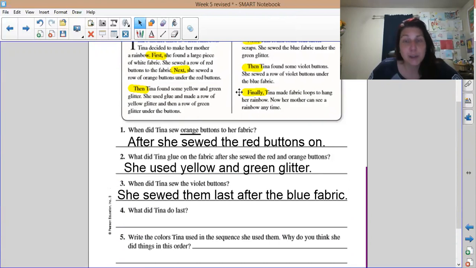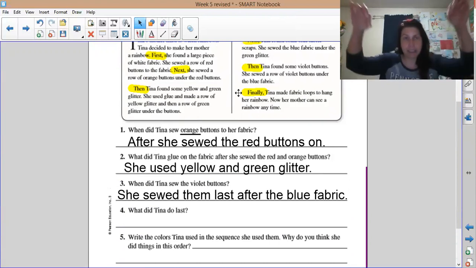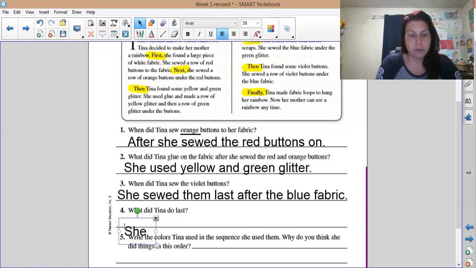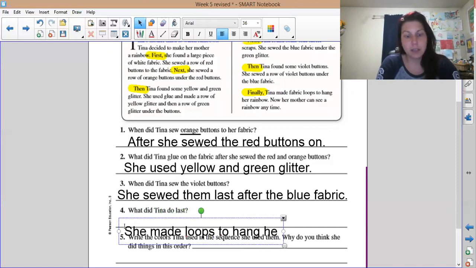She made fabric loops to hang her rainbow. So what she's doing is she's adding pieces of yarn, kind of like when we would add a loop to an ornament when you're done so that you can hang it on a tree, okay? She's adding loops to it so it can be hung up somewhere. So she made loops to hang her rainbow.